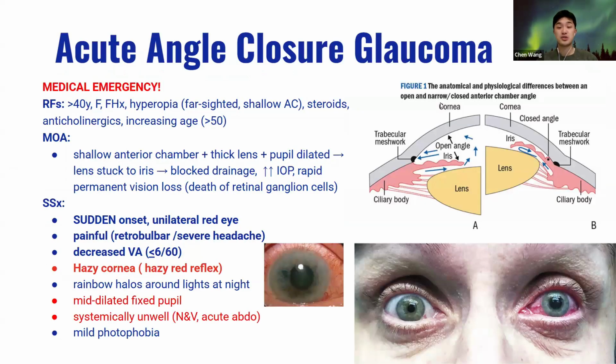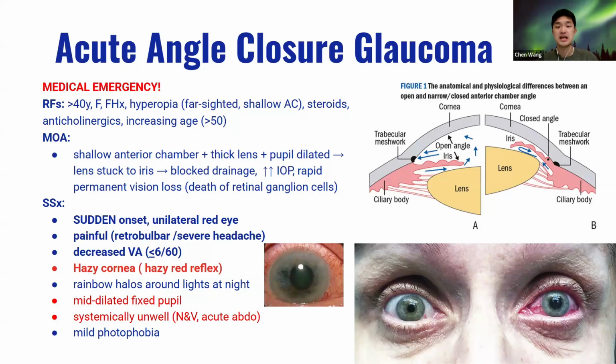And in acute angle closure glaucoma, this is a medical emergency. The typical clinical vignette would be someone who is perhaps a middle-aged woman who is farsighted, and they present with sudden onset unilateral red eye and pain in the eye as well. And when you examine their eye, you might see a hazy cornea like that. And importantly, they may have a mid-dilated pupil. So in this image here on the bottom right, the left eye is actually the eye being affected because it is in a mid-dilated state. And that patient may have nausea and vomiting as well and photophobia.